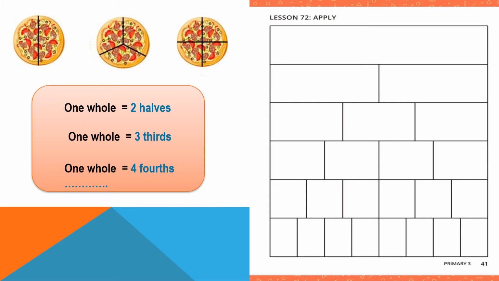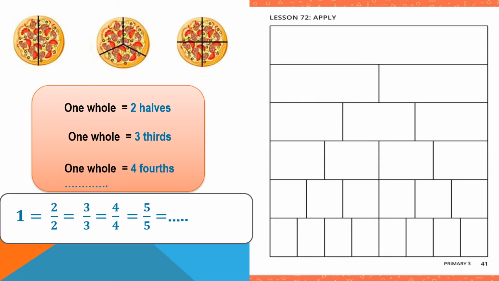Okay. And we can write it like this. The whole one contains 2 halves, 2 over 2. 3/3, or 3 over 3. The whole one, 4 fourths, or 5 fifths. And so on.